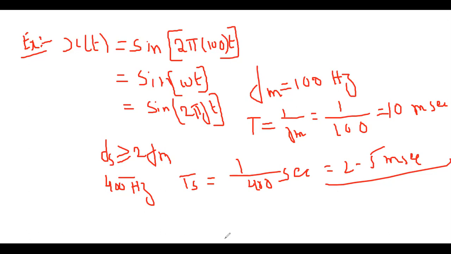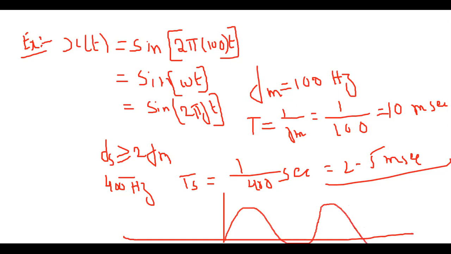What is the sampling time? Sampling time is 2.5 milliseconds. Okay, so the characteristics here for the sinusoidal function: I am using the positive and here the negative is also there. The 0 and here is 5, and the sampling period is at 2.5, and this is 7.5 and here the 10.